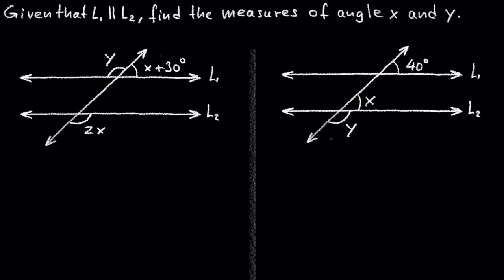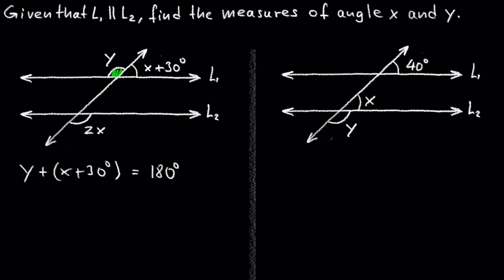Y and x plus 30 degrees are adjacent angles of intersecting lines, which means y and x plus 30 degrees are supplementary angles. So the sum of these two angles is 180 degrees. Therefore, we can write y plus x plus 30 degrees equals 180 degrees.